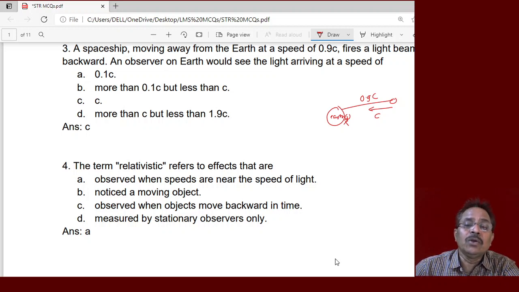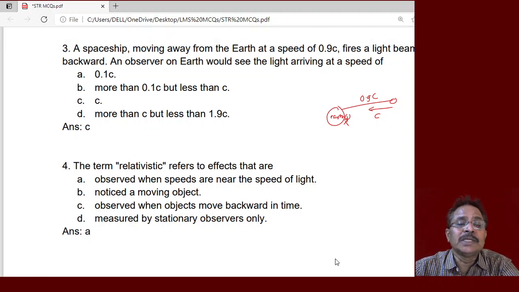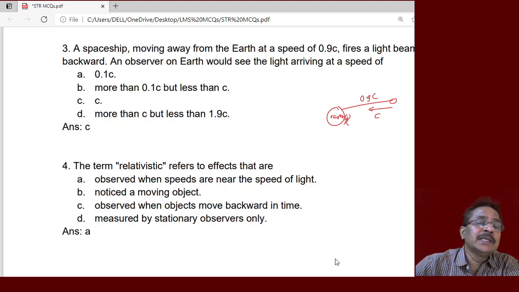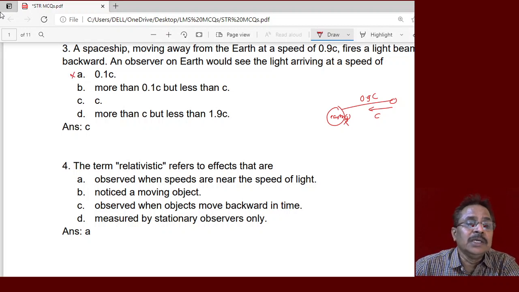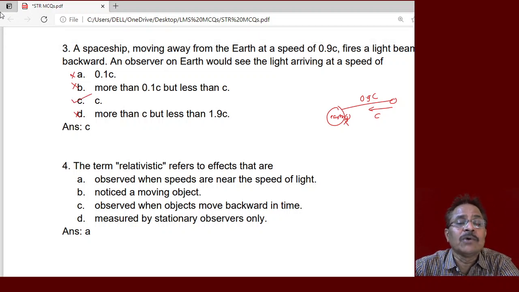And here we do not need to calculate by using our algebraic method. This is where the principle called the second postulate of STR comes into place. Whatever may be the direction of that particular spaceship, or the direction or speed of that particular observer, it doesn't matter. The velocity of light measured by anyone will always be the same, and hence, of the 4 options given, this option is not correct, this option is not correct, this option is also not correct. The velocity of light always remains constant for all observers.